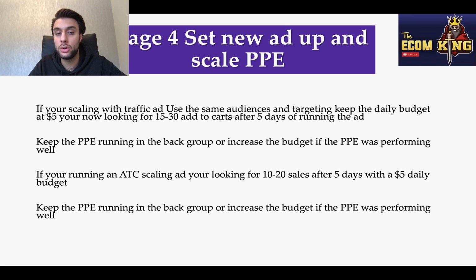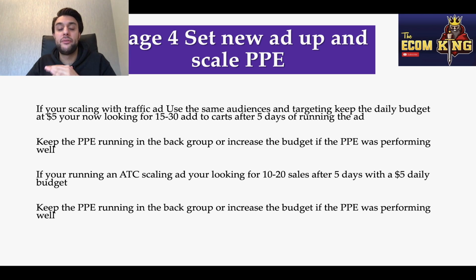So you create a new ad, but you'll choose the traffic ad as the objective. And then you want to save the audience you used for the PPE campaign. So you can just use the same audience again, the same target again, and you're going to make it a $5 budget a day. You're going to want to run it for 5 days, and within 5 days, you're looking for 15 to 30 add to carts. Now, why are 15 to 30 add to carts the numbers?